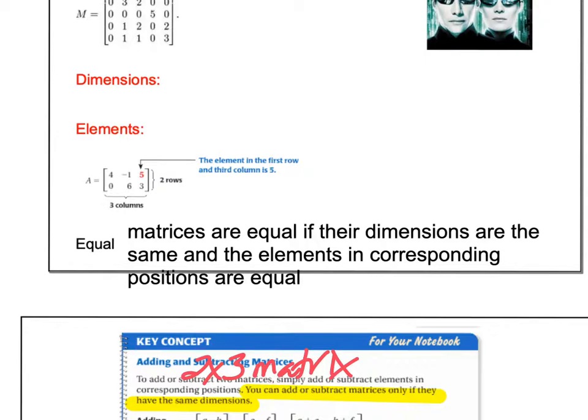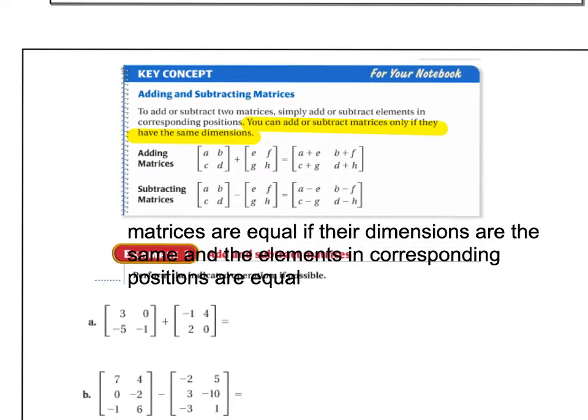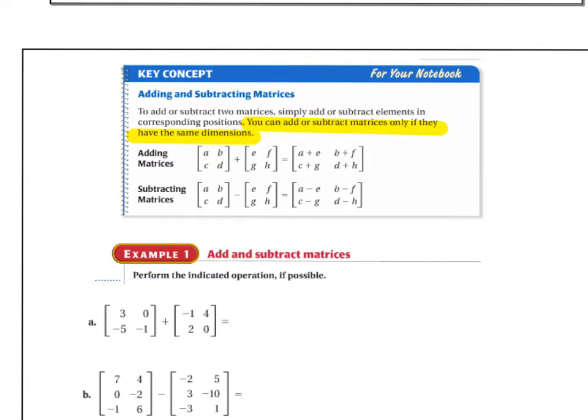So let's talk about adding and subtracting matrices. We will look at this key concept down here. And it says to add or subtract two matrices, simply add or subtract elements that are in corresponding positions. And it's important to note in the highlighting that you can add or subtract matrices only if they have the same dimensions. So let's look at adding matrices.